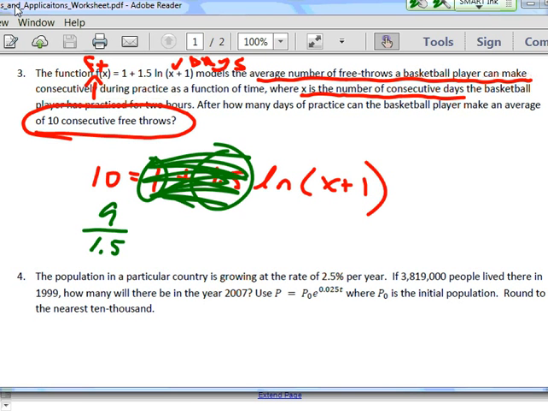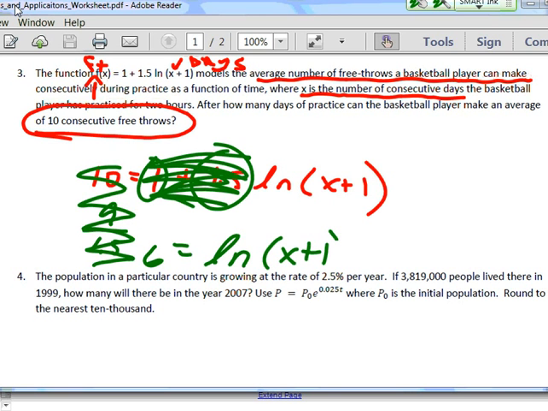Okay, and now somebody help me with 9. What is 9 divided by 1.5? 6? Thank you. So this whole left side then has become 6 equals ln of (x plus 1). That looks a lot simpler. And then what was the thing I said to do? Replace the ln with log base e. So I'm going to go like this, log base e.